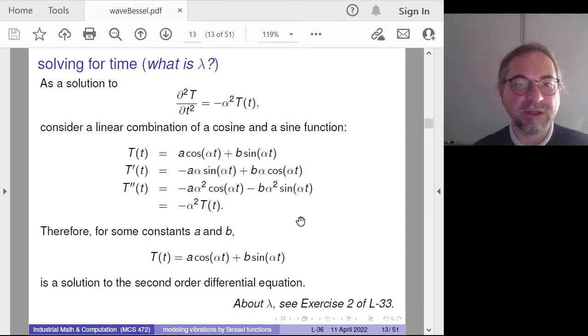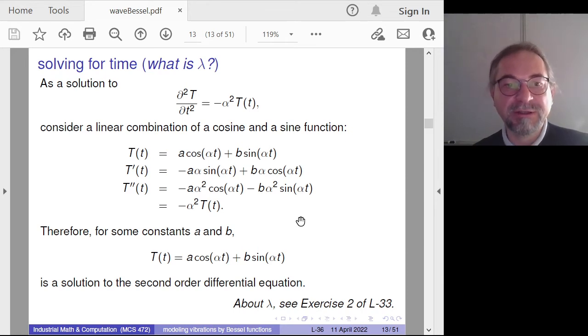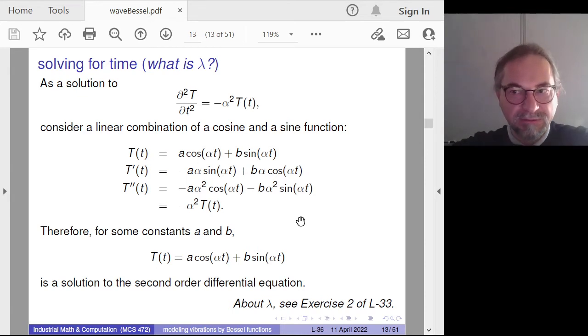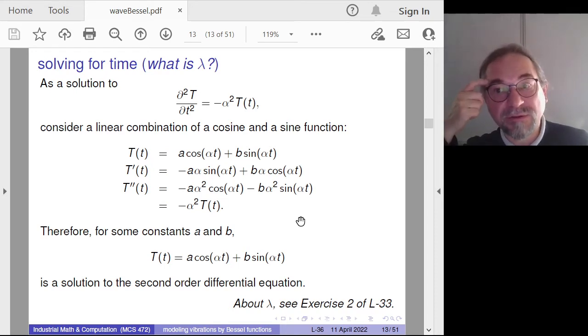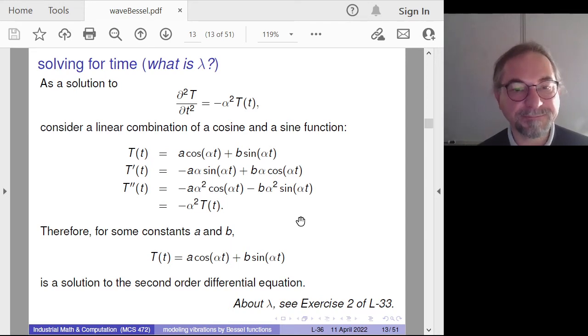So the proposed linear combination of a cosine and sine function, where alpha occurs in the frequency of the sine and the cosine, then by the chain rule we have the minus alpha square coming up. So one of the components in the separation of variables, the piece that depends on time, is a very nice combination of a cosine and a sine. This is explained here purely symbolically and algebraically, so what lambda is.